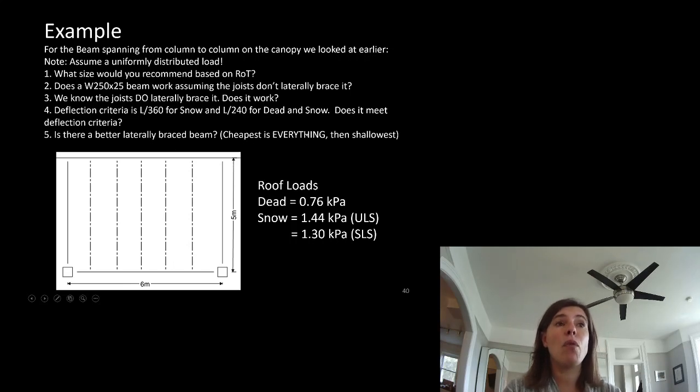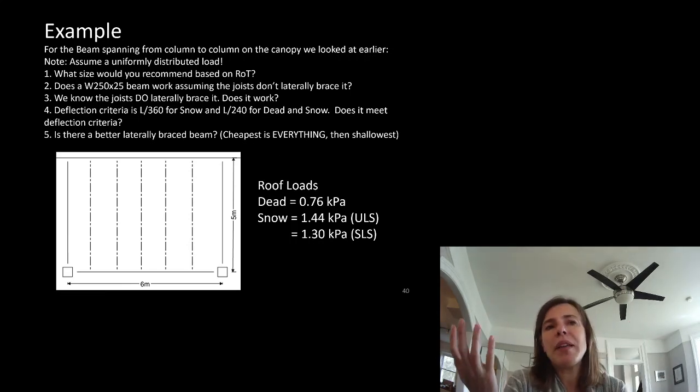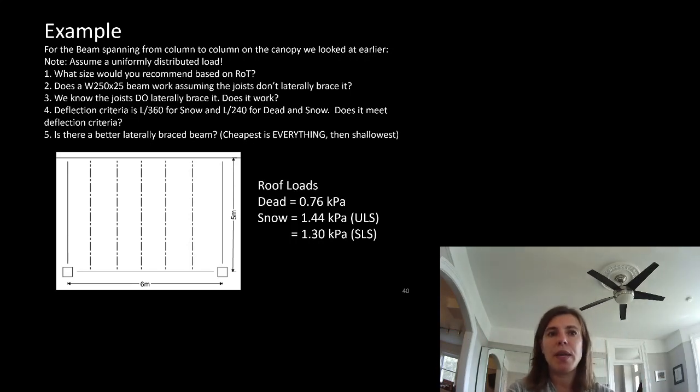And they said, remember, cheapest is everything. Then you could pick the shallower member. So if you have two that weigh the same, you'd probably pick the shallower one, because why would you take the bigger one? Even if they all weigh the same thing, you might as well get the benefit of headroom. So let's go through and do that calculation now.